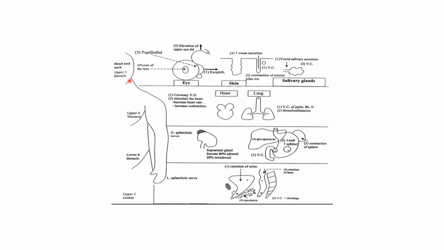In the head and neck we have eye and salivary glands. In the thorax, upper thorax, lower thorax. Coronaries, heart, increase the heart rate and increase the contraction, through sympathetic. Coronary vasodilatation. Lungs also, pulmonary and bronchodilation. Splanchnic nerves. Suprarenal gland secretes 80% adrenaline to 20% noradrenaline. Splanchnic nerves, retention of urine, retention of feces.